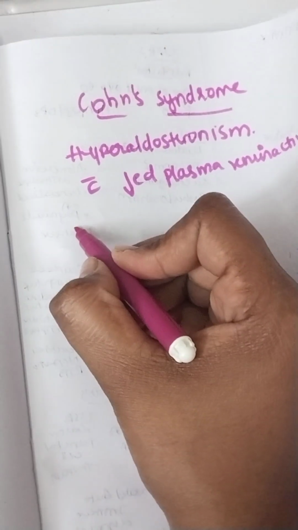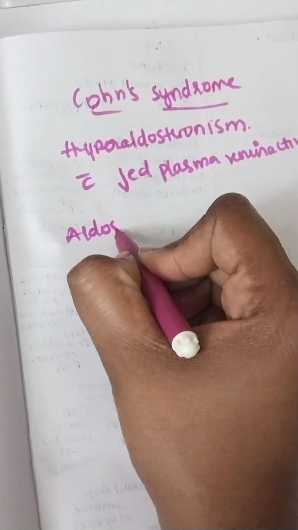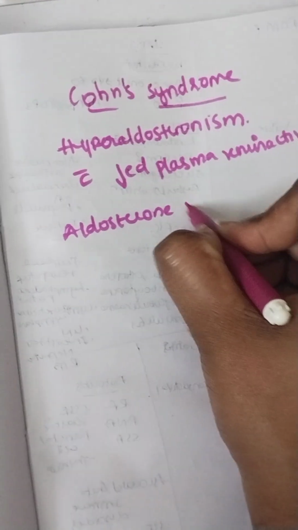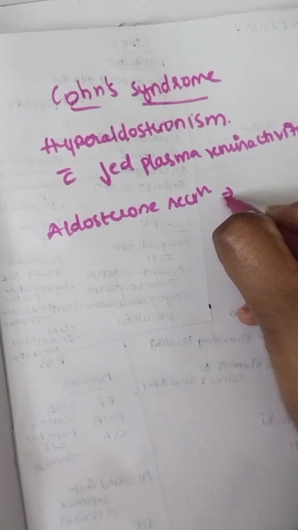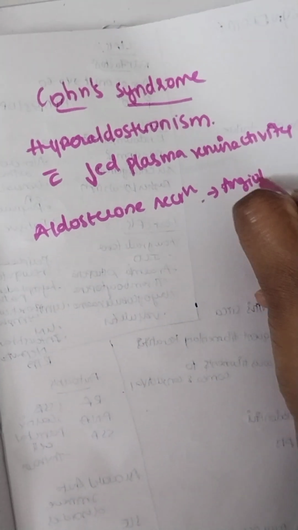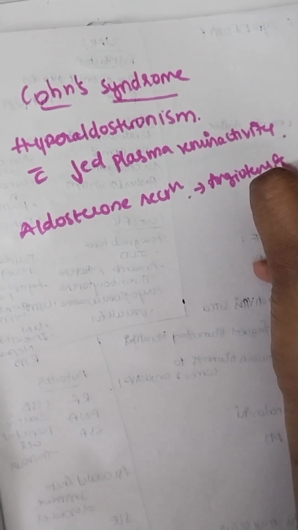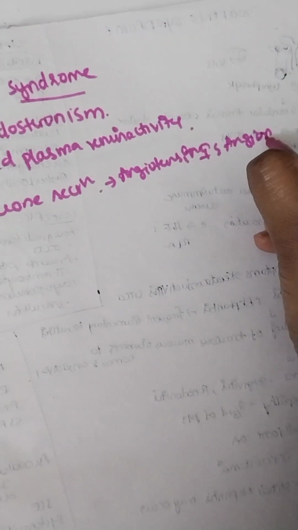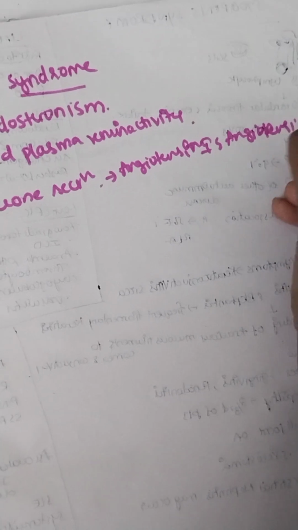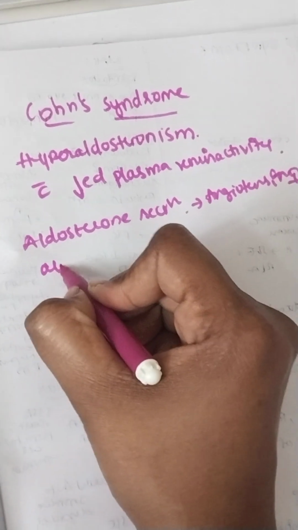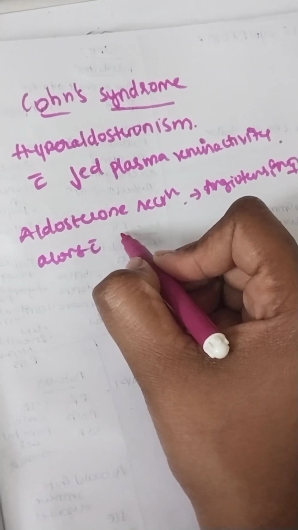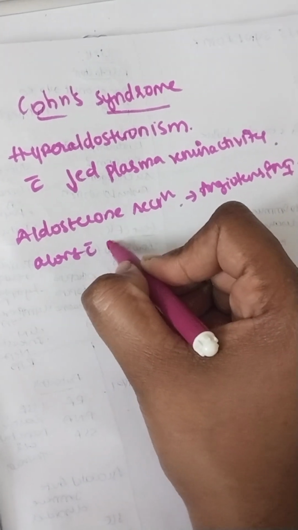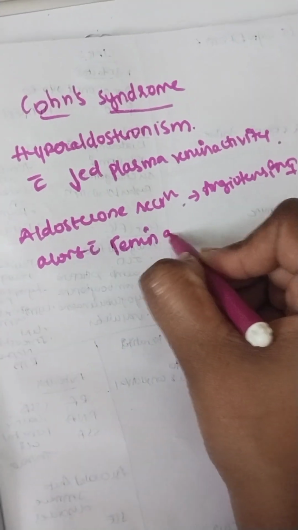So this aldosterone secretion is related to angiotensin 1 and angiotensin 2 along with renin activity, right?